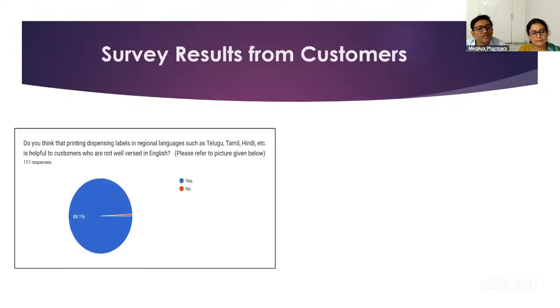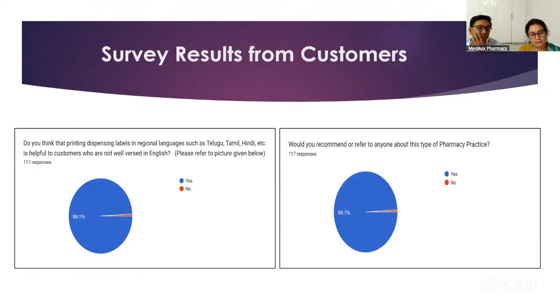And we asked whether it's good to print the labels in regional languages, and yes, 99% of them love it because it's very useful for people who don't understand English as such, because it's not their mother tongue, and they're comfortable with their own language.